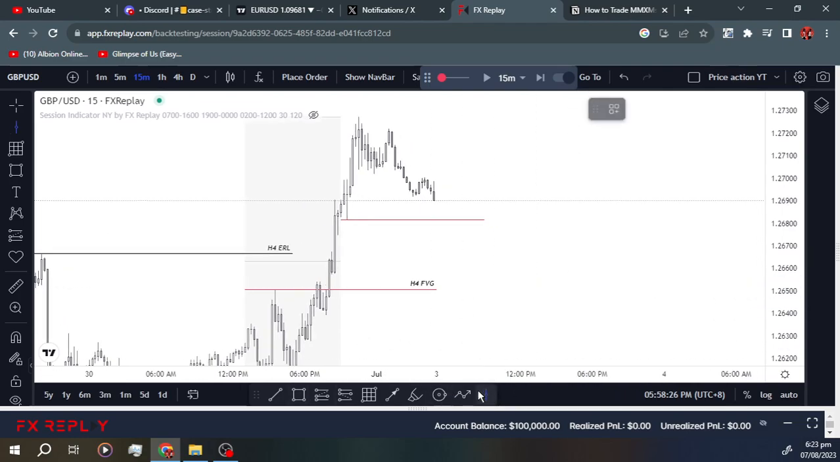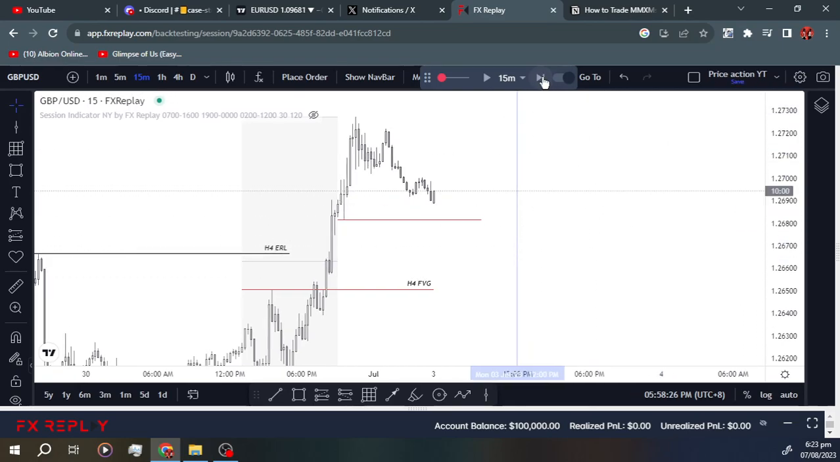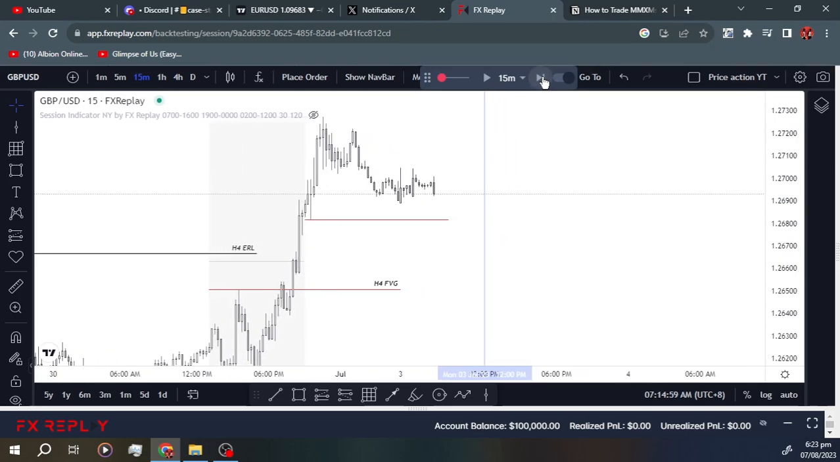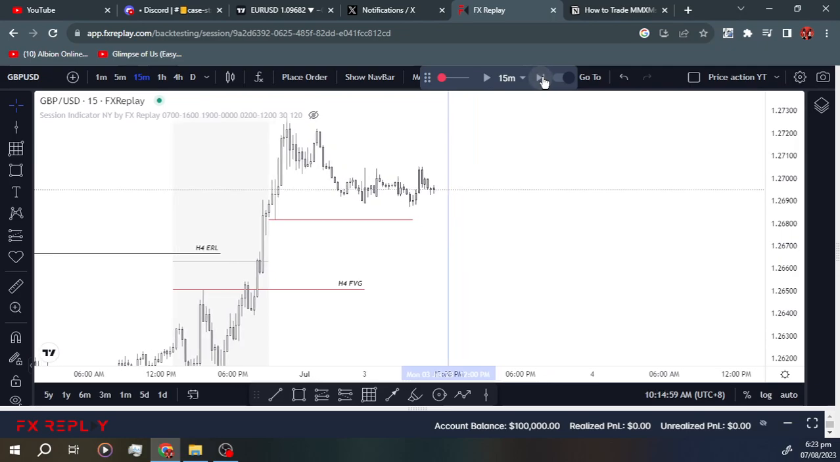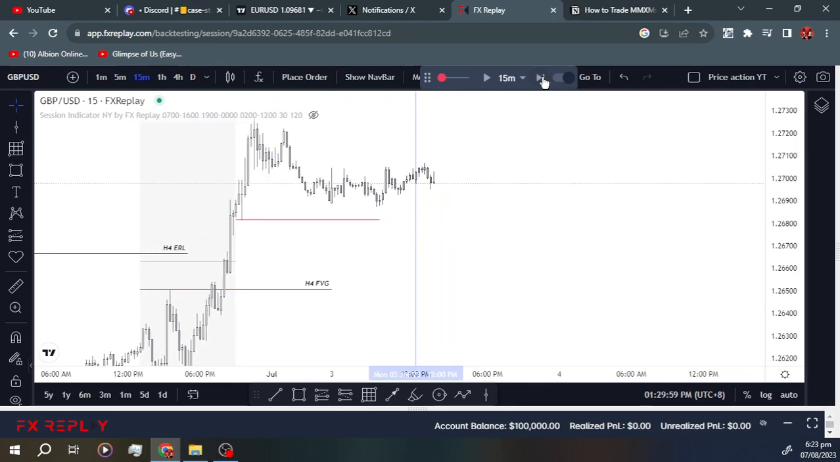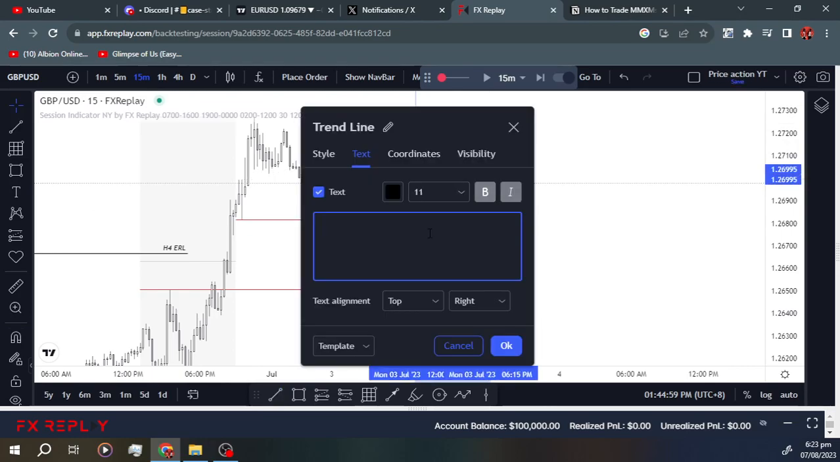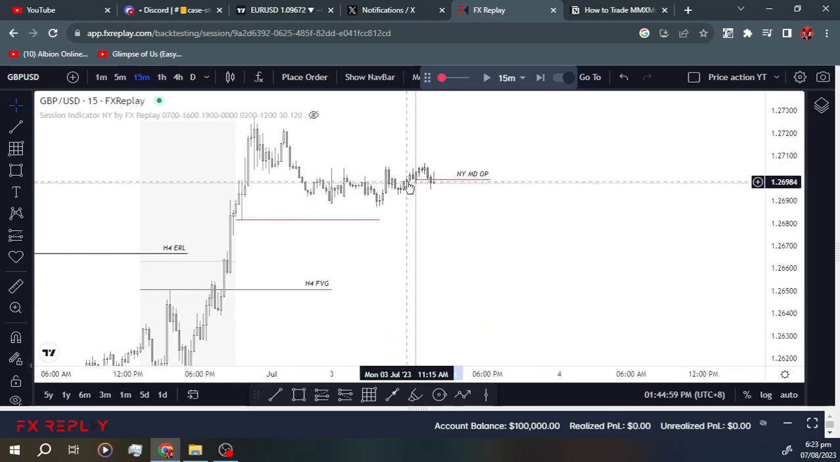Also, let's find our New York midnight opening price. This is the power of 3. We'll try to use power of 3 as well. Let's see if price will go to the H4 fair value gap. So this is your New York open, New York midnight opening price.